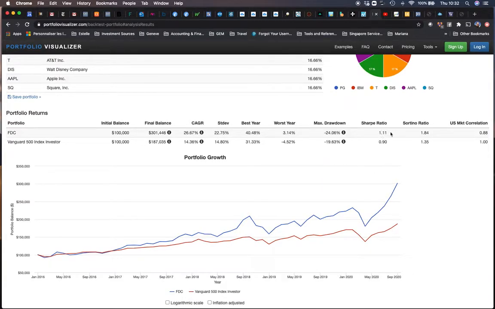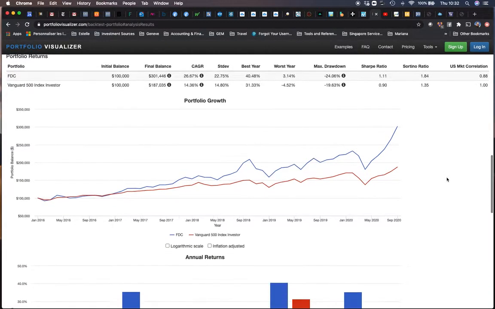And the good thing is the portfolio delivers a 20% higher Sharpe ratio than the S&P. That's what I want, right? Forget for the moment about the Sortino ratio and correlation. We are going to learn about these two later on in this course.